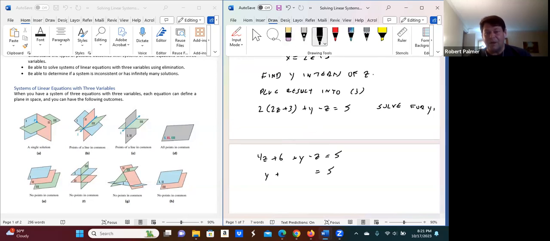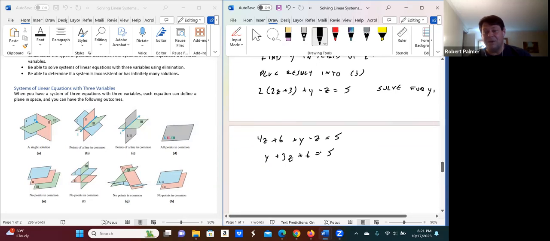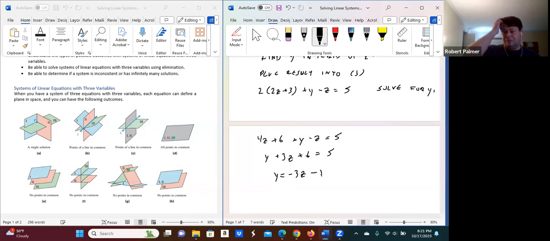So I have y, and then I have 4z and negative z. That's going to be 3z plus 6. And of course, once again, solve this for y. So move the constant to the other side. Subtract 6 on both sides, and also let's move 3z. So I have y is equal to negative 3z minus 1. Subtracting 6 on both sides gives me minus 1, and subtracting 3z on both sides gives me this.